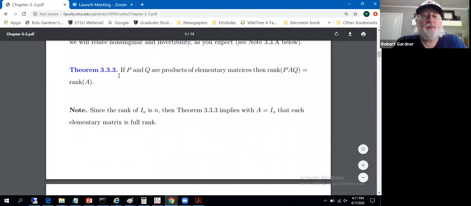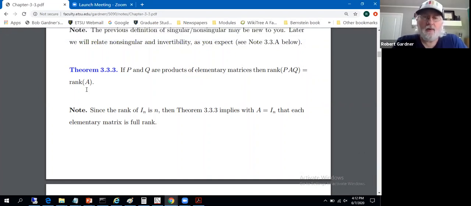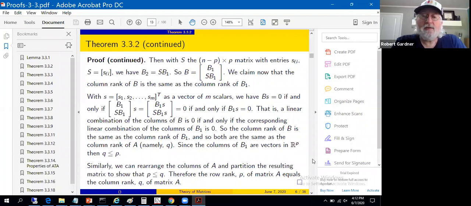Theorem 3.3.3 says, if P and Q are products of elementary matrices, then the rank of matrix PAQ is the same as the rank of matrix A. All right, let's see. P and Q are products of elementary matrices. That means they're products of matrices that involve, in a sense, the three elementary row operations. So let's go through a proof of that.